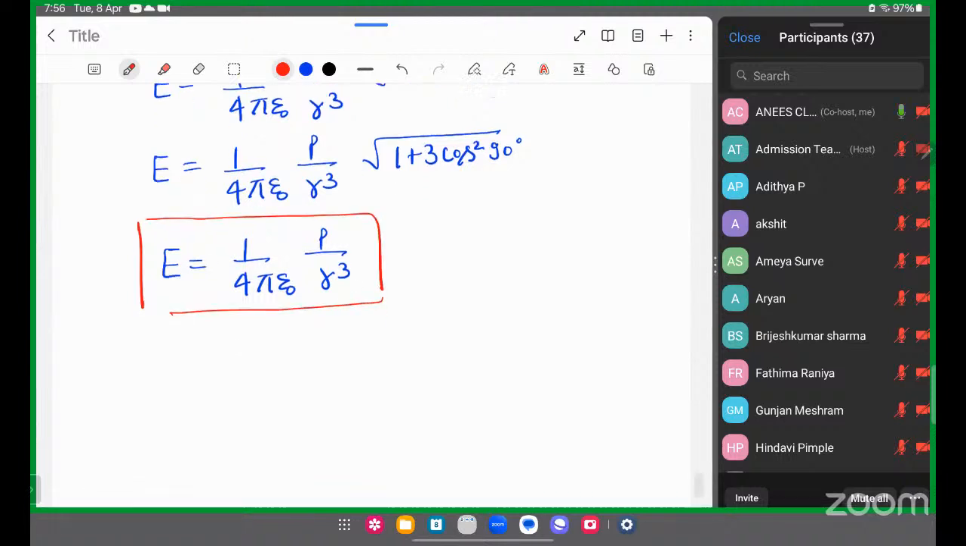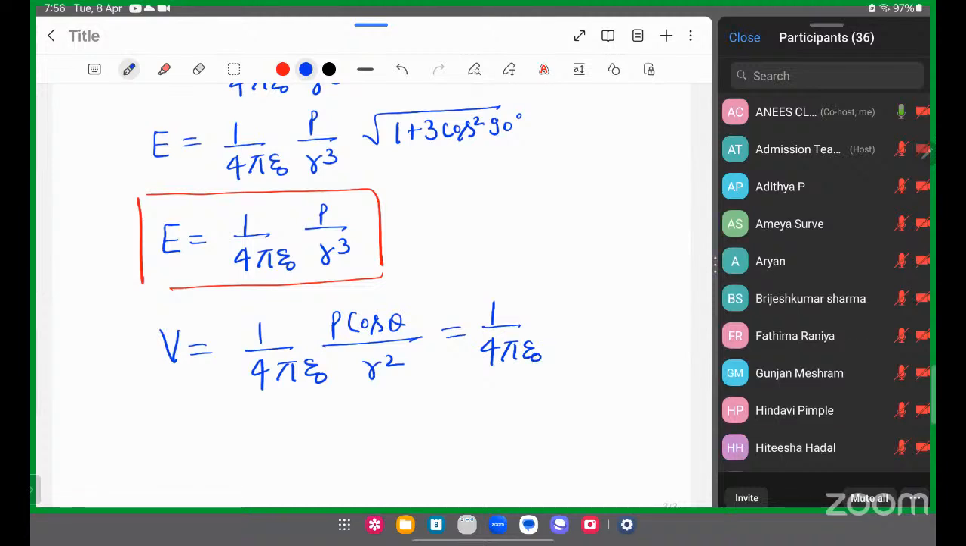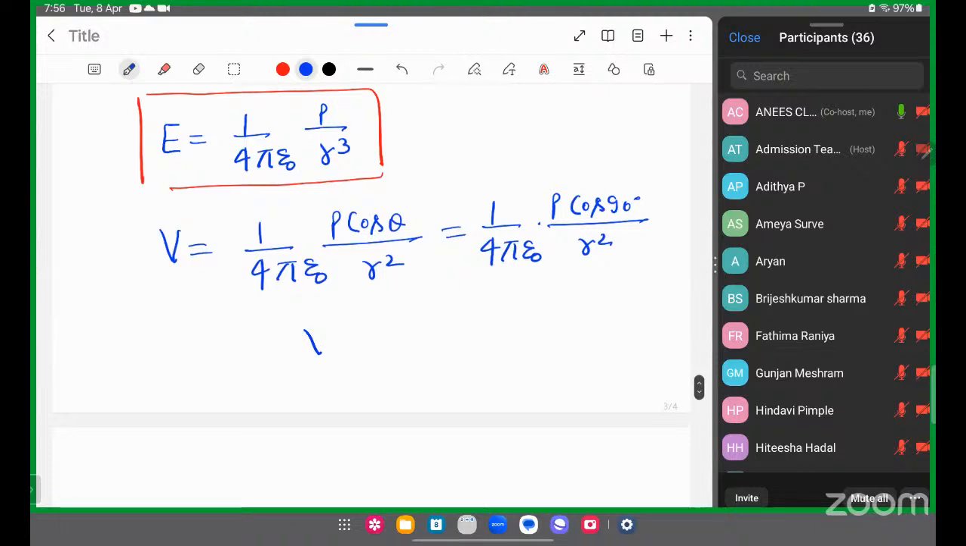And if you want to have potential V at equatorial position, it will be given by 1 upon 4 pi epsilon naught, P cos theta upon R square. Substitute the value of theta. This will be 1 upon 4 pi epsilon naught, P cos 90 divided by R square. Again, cos 90 is 0. So potential will be 0. So these are two special cases for dipole, equatorial and axial.